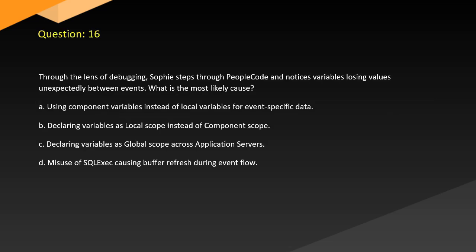Question 16. Through the lens of debugging, Sophie steps through PeopleCode and notices variables losing values unexpectedly between events. What is the most likely cause? A. Using component variables instead of local variables for event-specific data. B. Declaring variables as local scope instead of component scope. C. Declaring variables as global scope across application servers. D. Misuse of SQLExec causing buffer refresh during event flow.